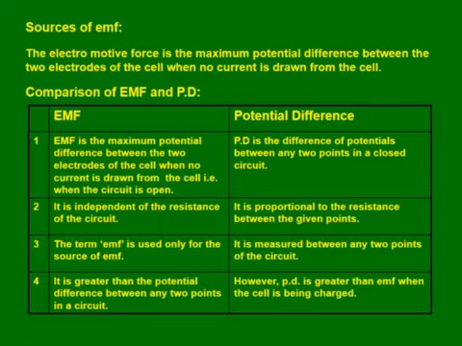Terminal PD, or PD, is the measure between any 2 points of the circuit. EMF is greater than the potential difference between any 2 points in a circuit. Remember, this is meant when no external power source is being applied, which means no charging is taking place. Potential difference is greater than EMF only when the cell is being charged. Otherwise, terminal PD is less than EMF.